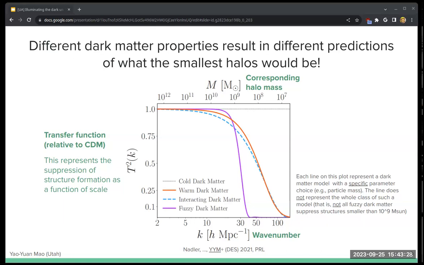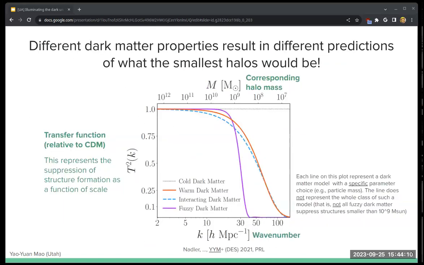I'm showing you a few different dark matter models with some specific parameters. This is not saying all warm dark matter has that line. Obviously, if you tune the parameter, you can have different lines. But the basic idea is that you can pick a dark matter model, plot this, and ask, can I find in this universe, say, 10^7 solar mass halos? If I can find a lot of those and they are not a statistical fluctuation, then you can rule out that purple line, for example, with that specific parameter. You cannot rule out all fuzzy dark matter, but you can rule out the specific parameter making that purple line.